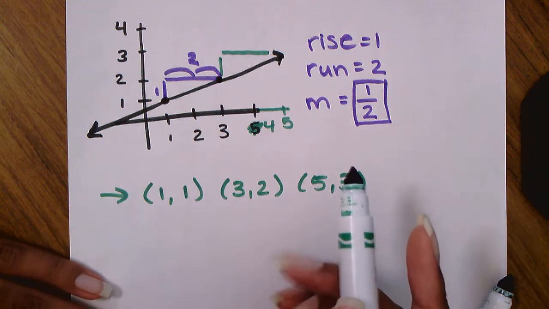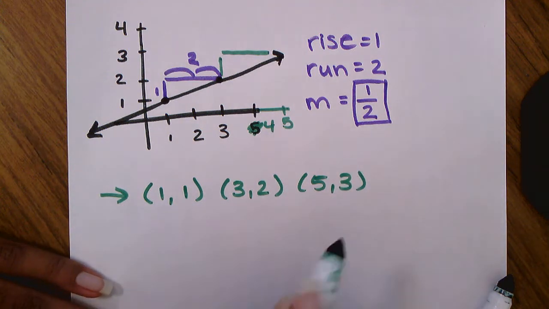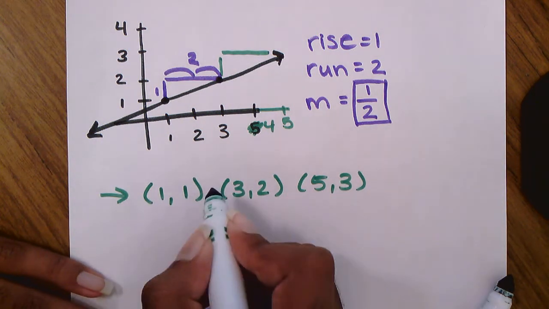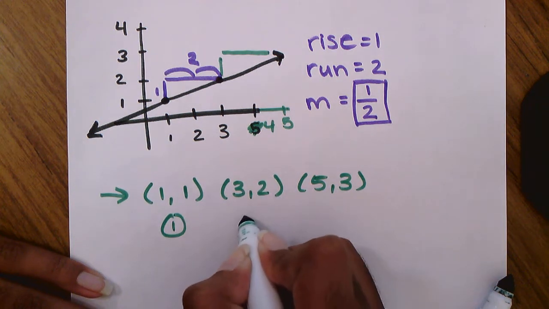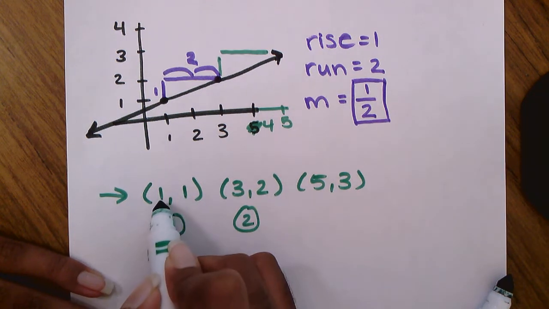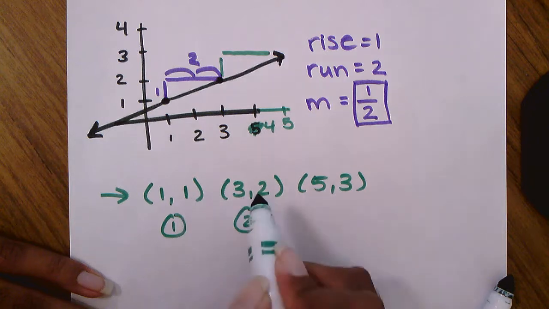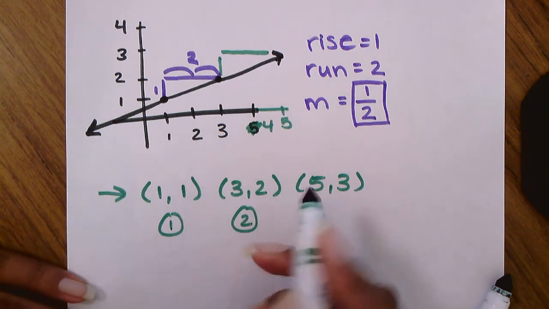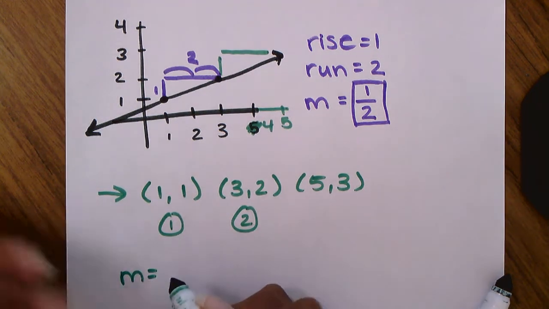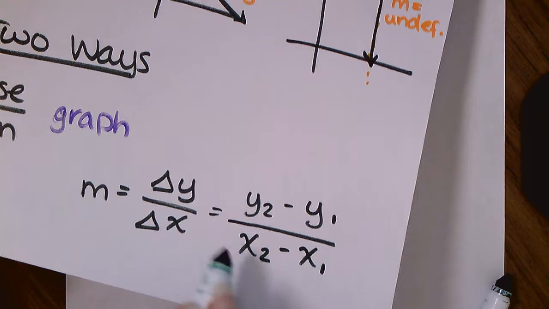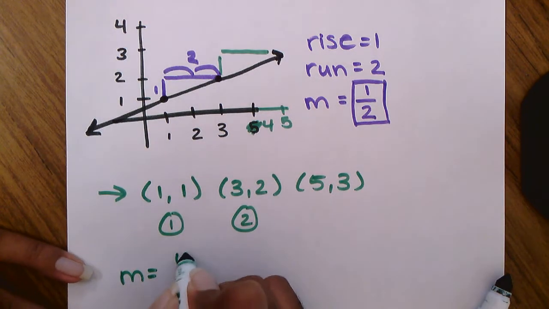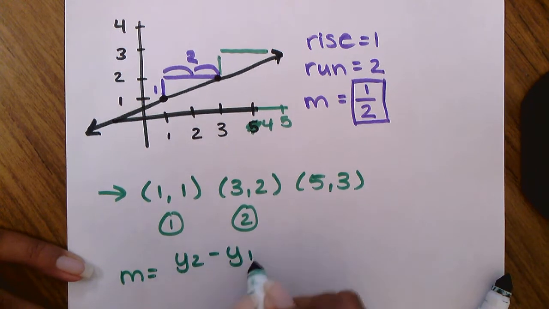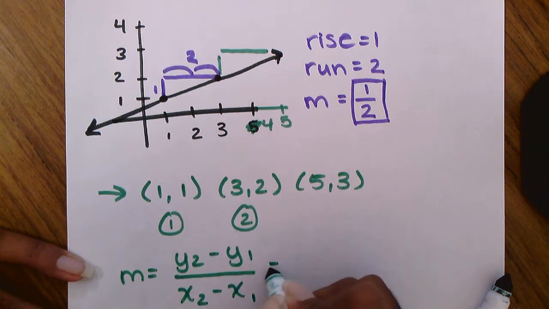If you wanted to do this in equation form, you would identify one of these ordered pairs to be your number 1, one of them to be your number 2, right? So this would be your x1, y1, x2, y2. So if we were to put that into our equation that we had written here, right? y2 minus y1 over x2 minus x1.